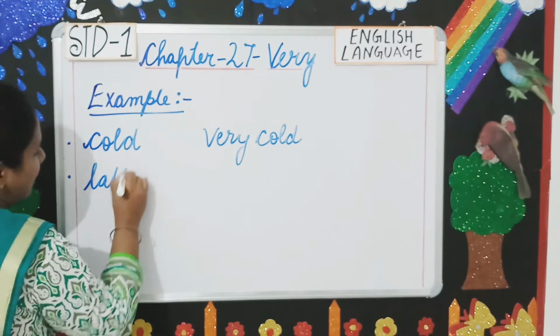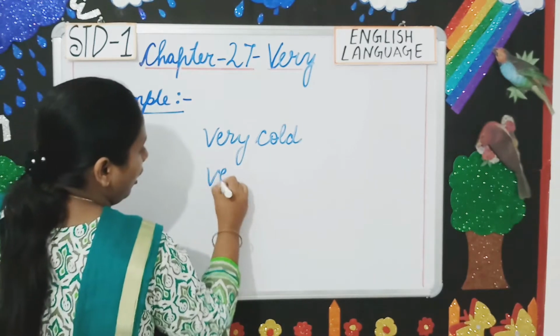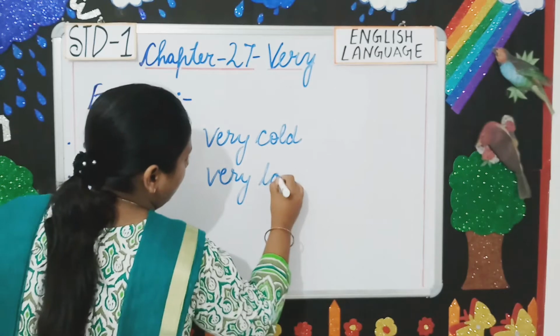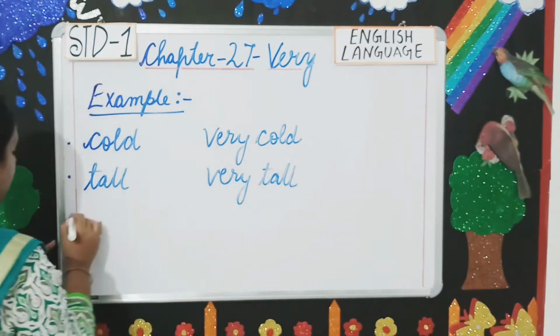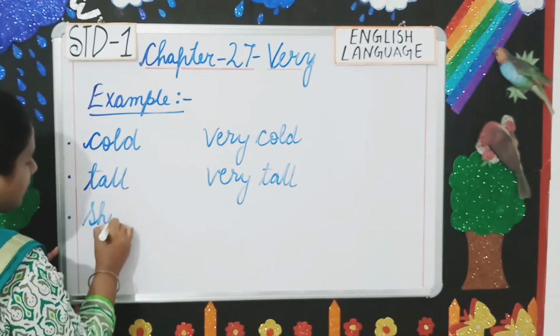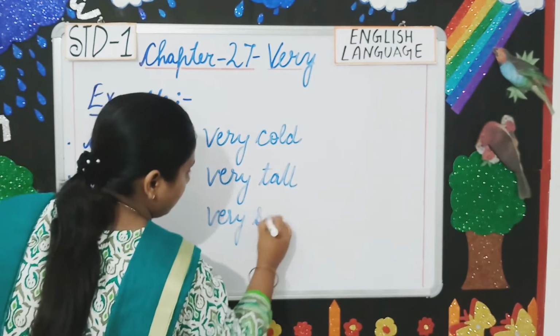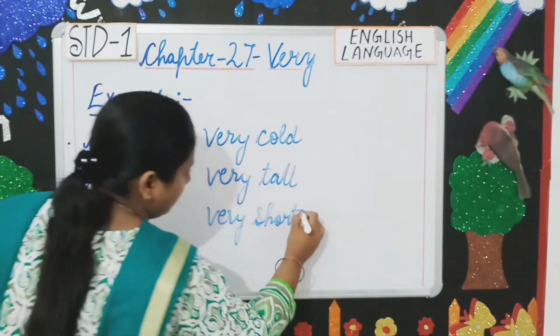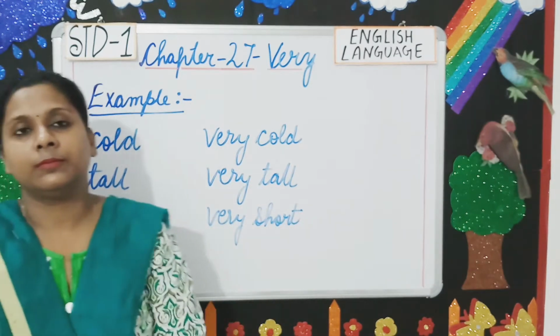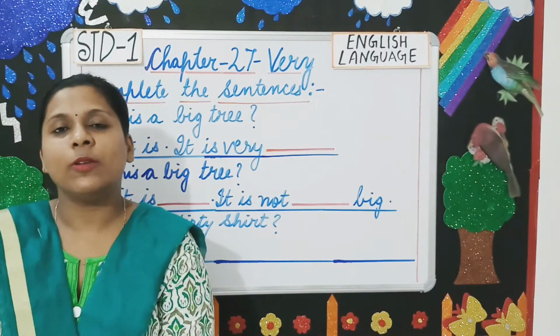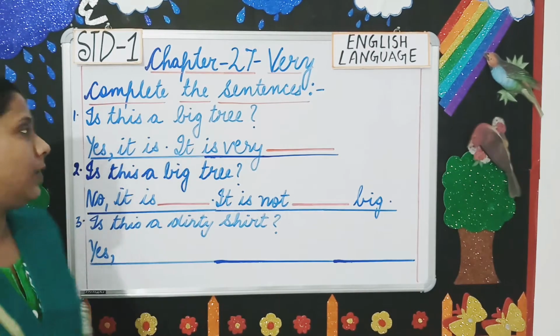Then you can have examples: tall, very tall; short, very short. Clear? Now let us see some examples.